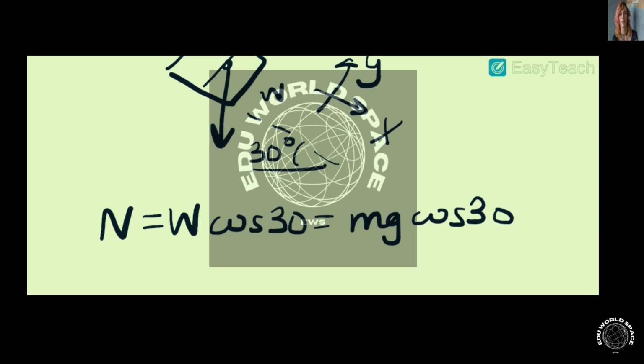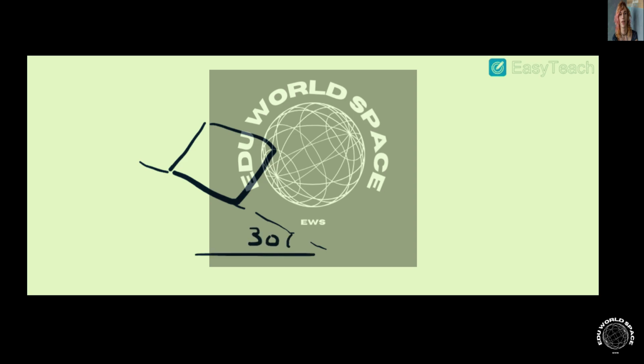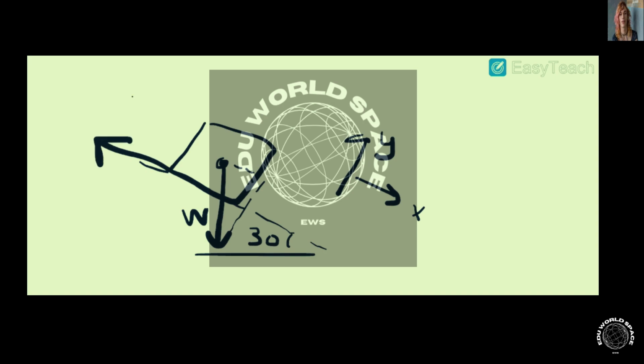Next, we can draw our free body diagram for the forces acting in the x direction. We draw our suitcase, which is again at an angle of 30 degrees. In the x direction, we have a component of the weight force, and we also have friction, which opposes our direction of motion, which we're just going to call FF.